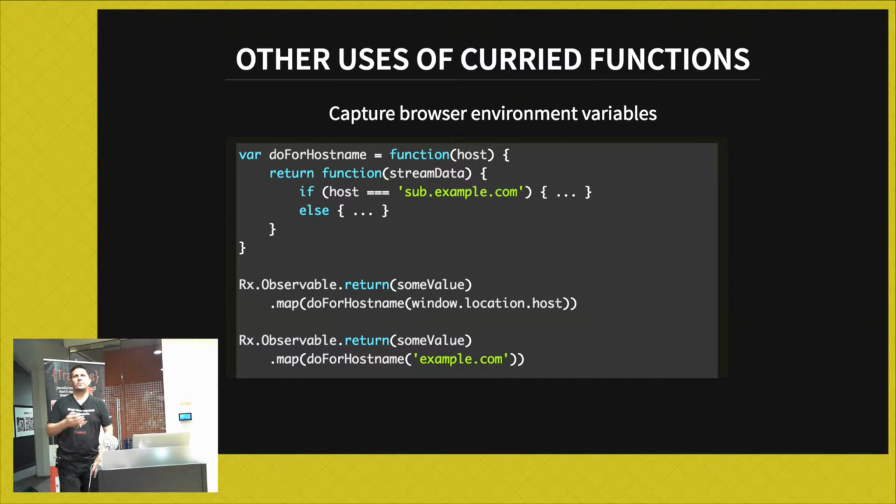Okay, so here's one thing you could do. Let's say you have a function that needs to do something different for one domain versus another. This is a totally silly example, but I think that's easy to wrap your head around. So we could pass in a host, and you can see down here, do for host name, we pass in window location host, and if it's sub-example, we're returning something. If it's something else, we're returning something else. And for testing purposes, we can pass in whatever we want. It can be a string, it can be some kind of property.